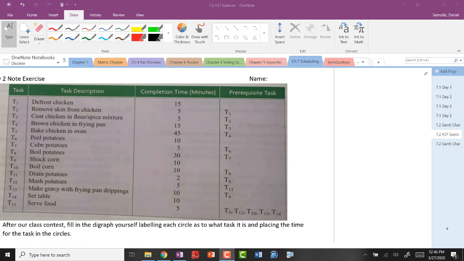What I wanted you to do, in a contest format, was look at the prerequisite lineup on this sheet and make a digraph, a weighted digraph. All right, so I'm going to go into that right now. You probably didn't do it in that spirit. You probably tried to fit it.